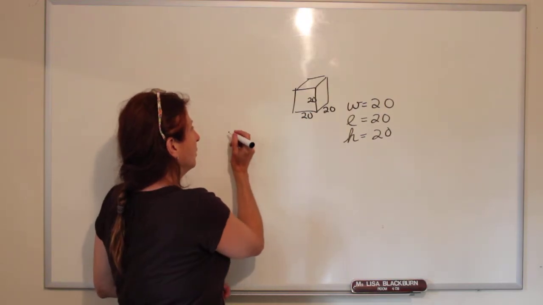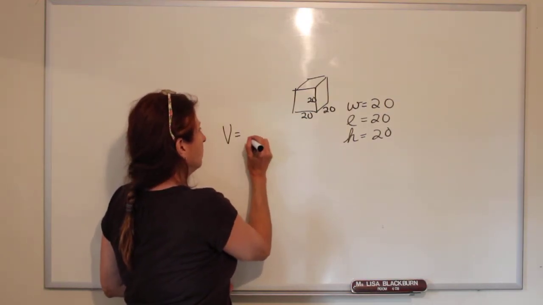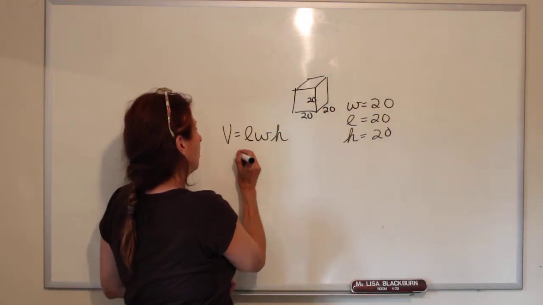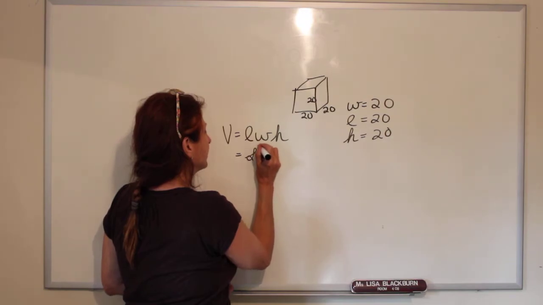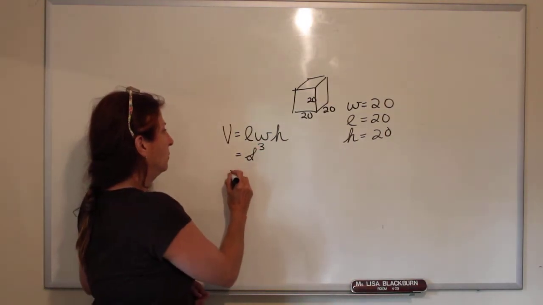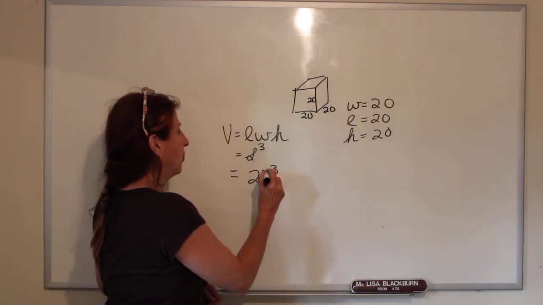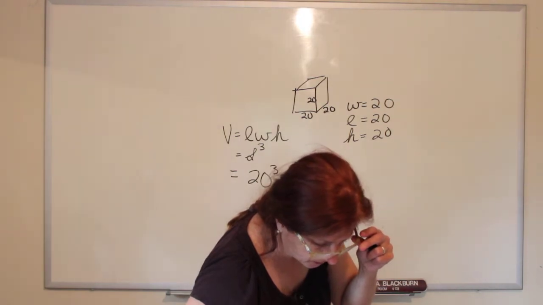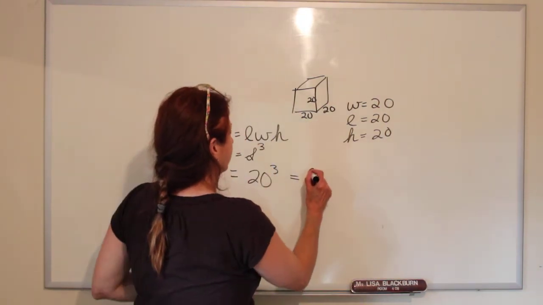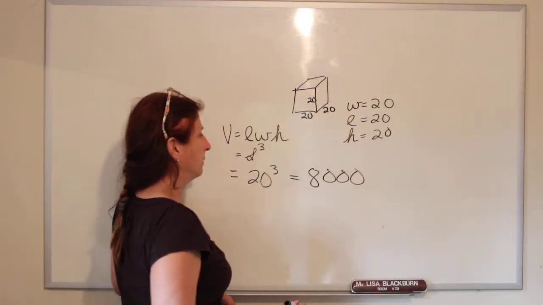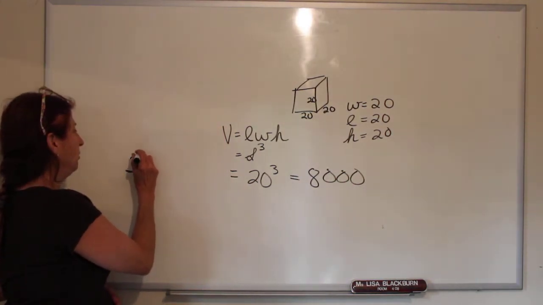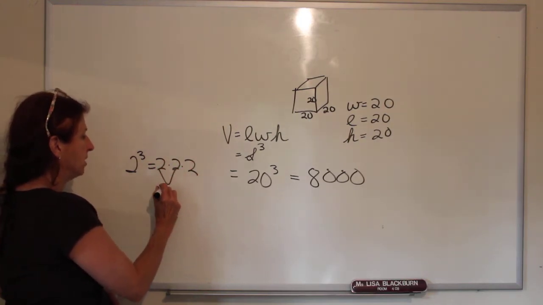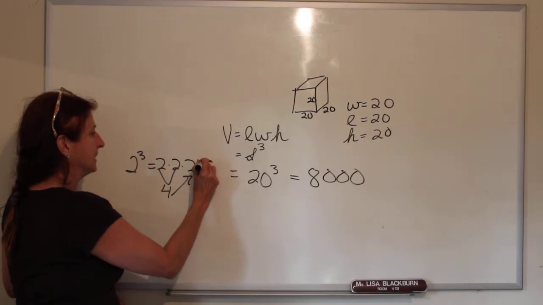The volume of a cube equals length times width times height. But since these are all the same, we can say it's the side cubed, which is 20 to the 3rd power. Do it on your calculator and see if you can get 8,000. And let me show you. 2 cubed equals 2 times 2 times 2. 2 times 2 is 4. 4 times 2 is 8.